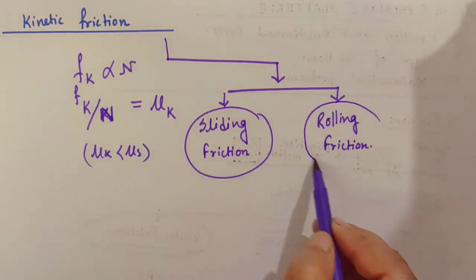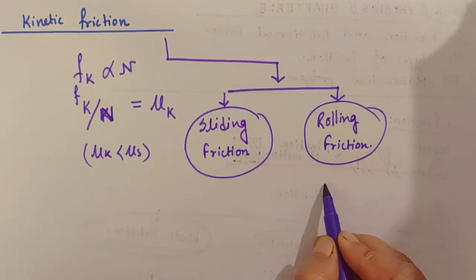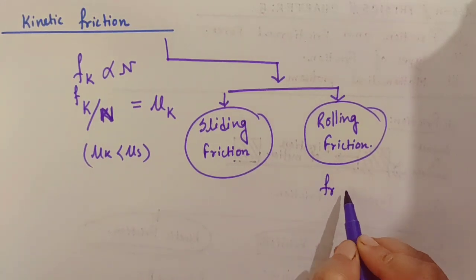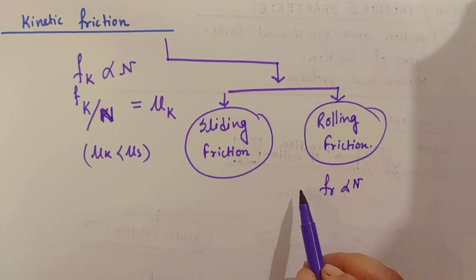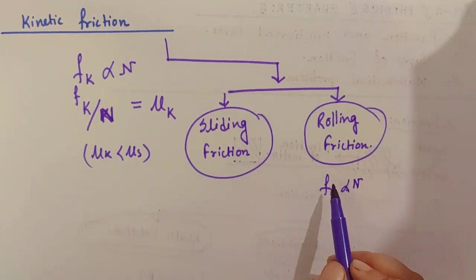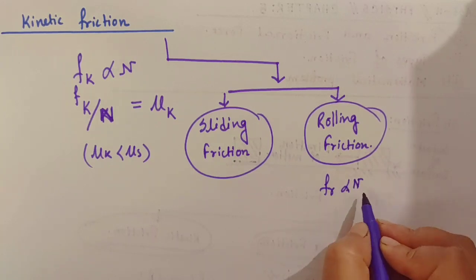And what is rolling friction? It is the opposing force that comes into play when a body of symmetric shape, wheel, cylinder or disc, etc., rolls over the surface of another body. Force of rolling friction, Fr, is directly proportional to the normal reaction N and inversely proportional to the radius of the wheel. So inversely proportional means 1 by R, so N by R.